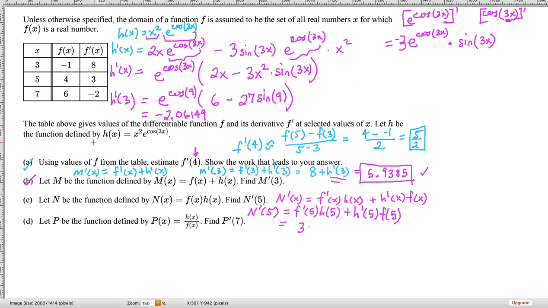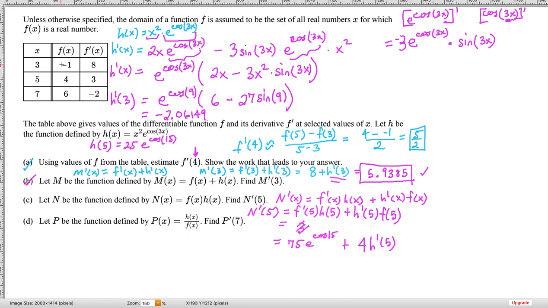So I'd plug in 5 into h of x. So h of 5 is equal to 25 e to the cosine of 15. So this is 3 times 25 times e to the cosine 15. I'm just going to erase this 3 and put 75 e to the cosine of 15 plus h prime of 5, I'm just going to leave for the time being. F of 5, they tell me, is 4. So it's 4 times h prime of 5. Okay, now my task is to find h prime of 5.